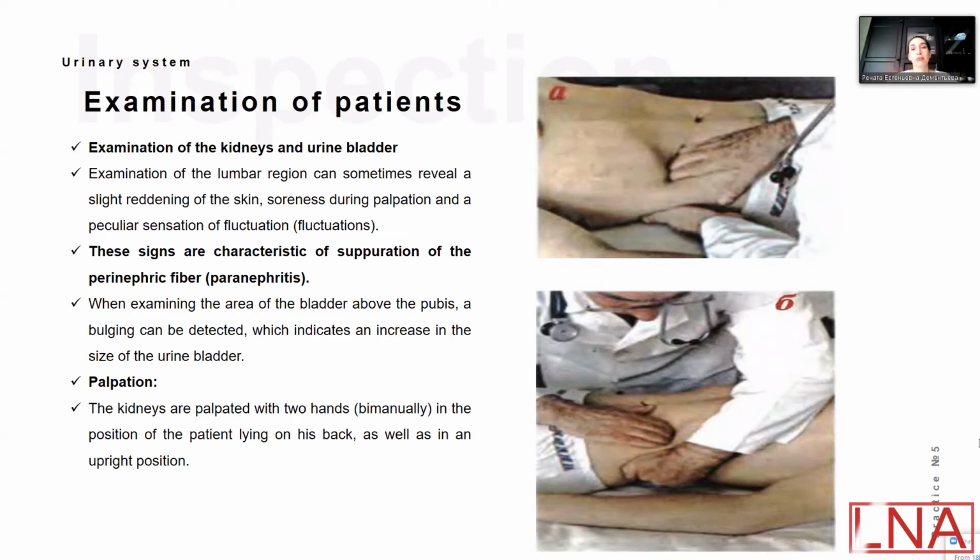That is only visual examination. During palpation, the kidney can be palpated with two hands by manual palpation in the position of the patient lying on his back, as well as in upright position.